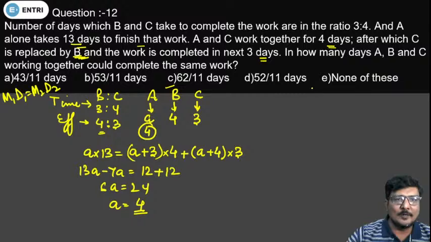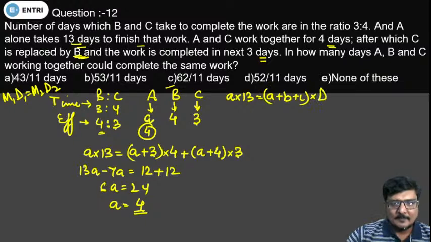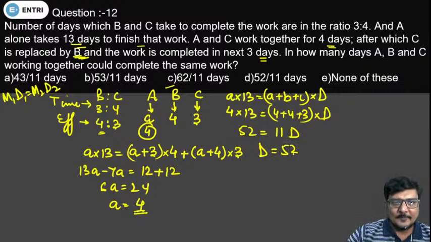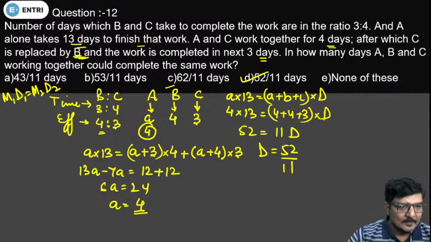Now again, in how many days will A, B and C working together complete the work? We know the efficiency of A. Efficiency of A is 4 into 13. Efficiency of A plus B plus C, 4 plus 4 plus 3, into D. Got my point? So this will give you 52, equal to 11D. So the number of days will come out to be 52 by 11. Option number D. So the right answer is 52 by 11 days.